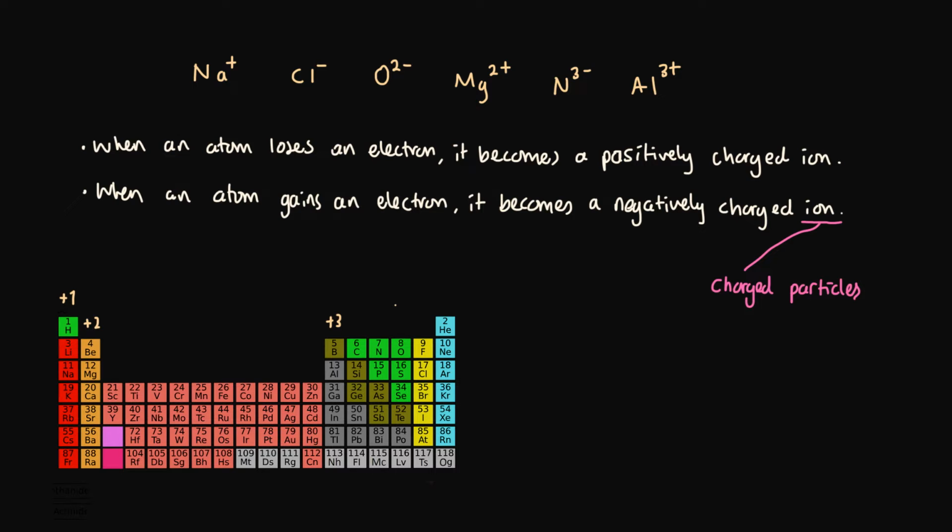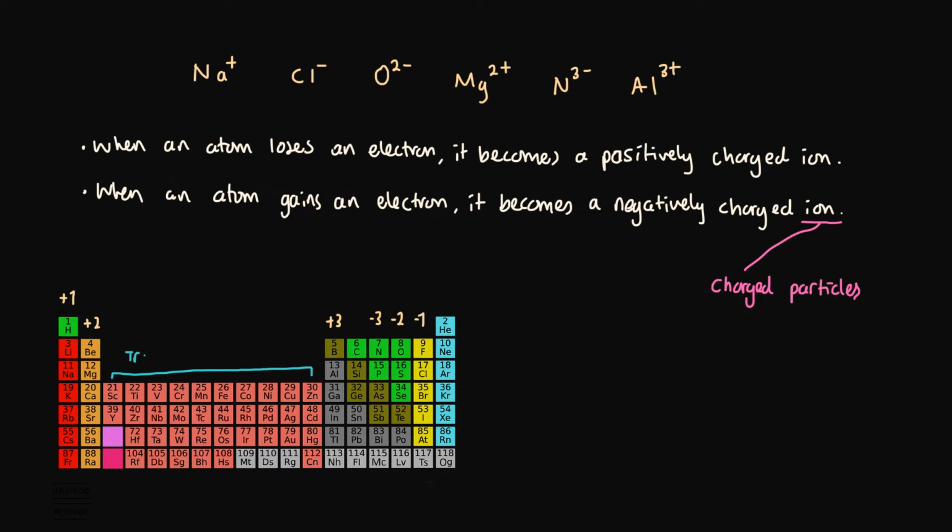Group 5 atoms have 5 electrons in the outer shell, so they need 3 more to fill it up. All atoms in group 5 gain 3 electrons and form -3 ions. Likewise, group 6 atoms gain 2 and form -2 ions, and group 7 forms -1 ions. So non-metals form negative ions.